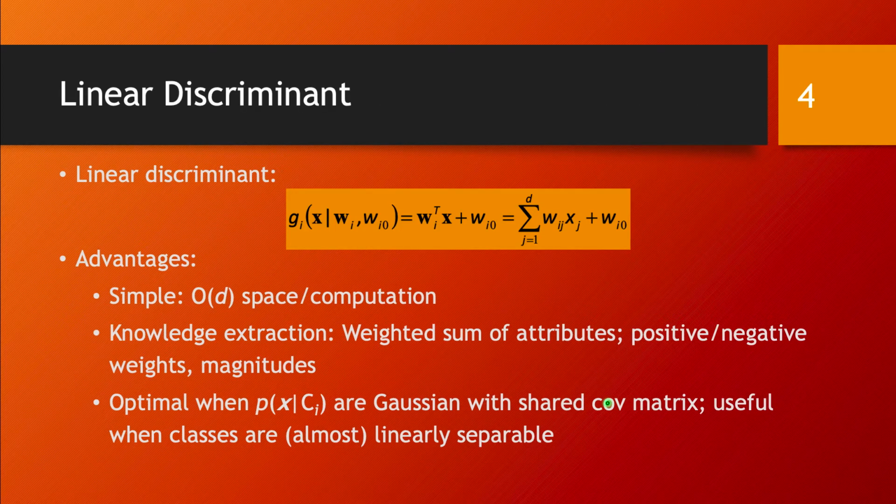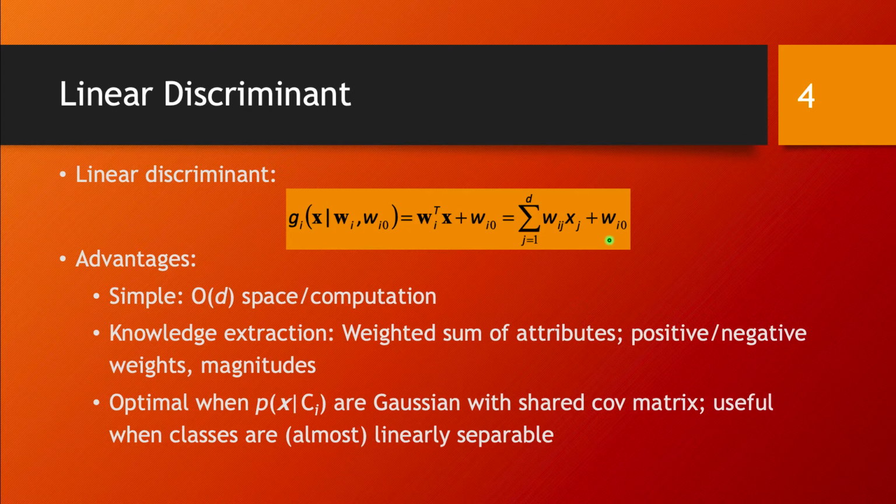The linear discriminant is a function that has parameters wi, wi0 for each such discriminant gi. And this is a function that's linear in x. So we have this vector wi, which is multiplied with x, so that has as many components as x has, plus this free term. If you like, this can also be written in terms of this linear combination of the features, with the weights being wij and the free term being wi0.